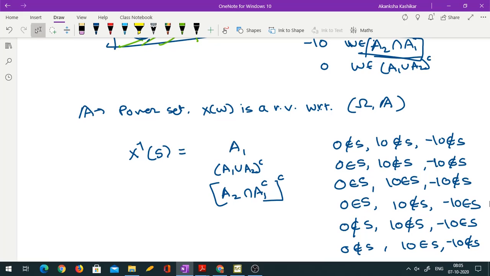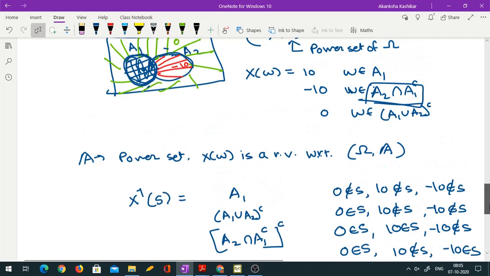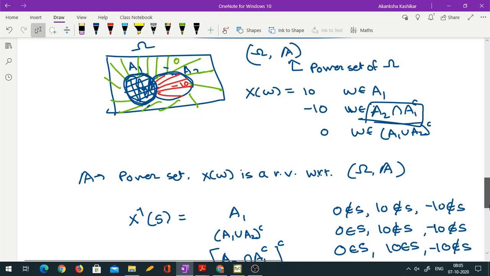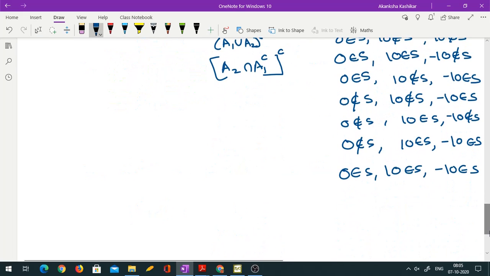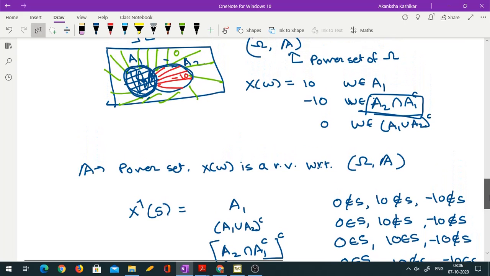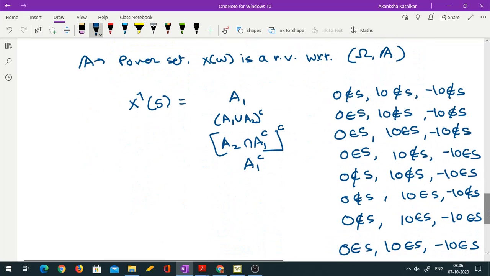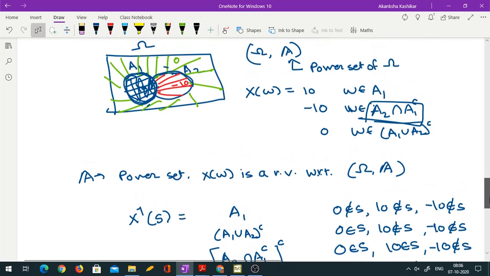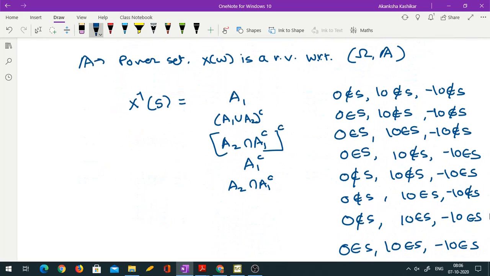Okay. Now if 0 belongs and minus 10 belongs but 10 doesn't, then 10 is the blue region, so the complement of that. So I get A1 complement. From here, minus 10 belongs and everything else doesn't. So minus 10 belongs means I'll just get the inverse image of minus 10, that is A2 intersection A1 complement. If only 10 belongs, then I get just A1.